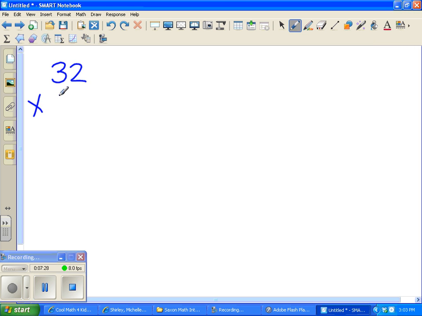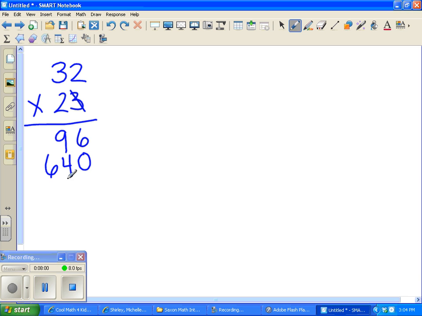32 times 23. And I like to get my pencil going and tap numbers, okay? And I'm not going to use the little shape to hide it. You just have to get used to knowing which one you're working with, okay? 3 times 2 is 6. 3 times 3 is 9. I'm going to put my 0 as a placeholder because I'm ready for my second step. If you want to just cross this one out, that's fine. 2 times 2 is 4. 2 times 3 is 6.